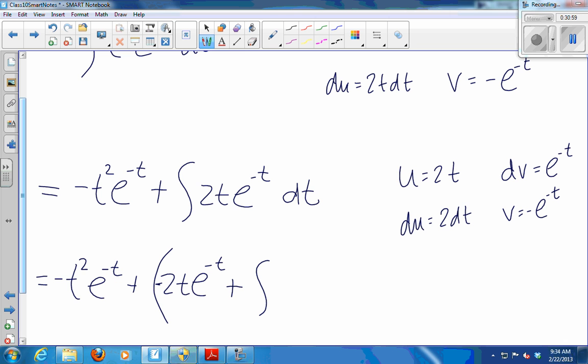u dv. Nope, that is still minus. There's no negative sign here in u or dv. No, it's du. Oh, u times v minus v du. Right, so yeah, there's a negative. v du, so I've got 2 e to the negative t dt.